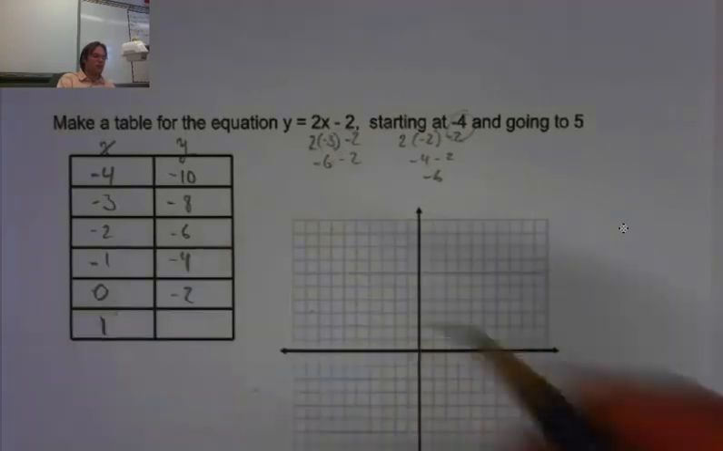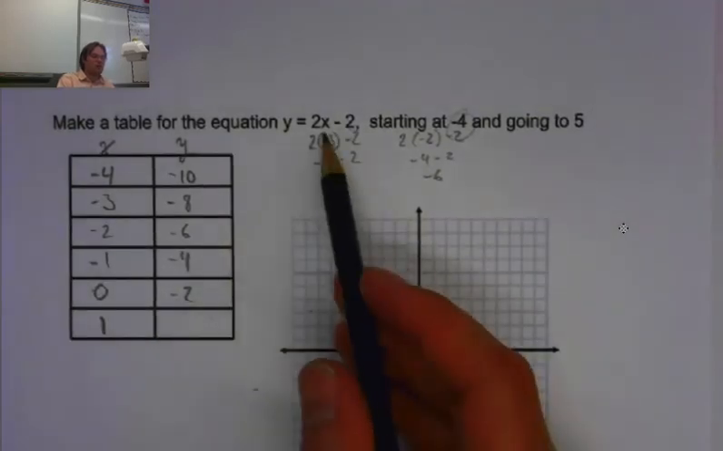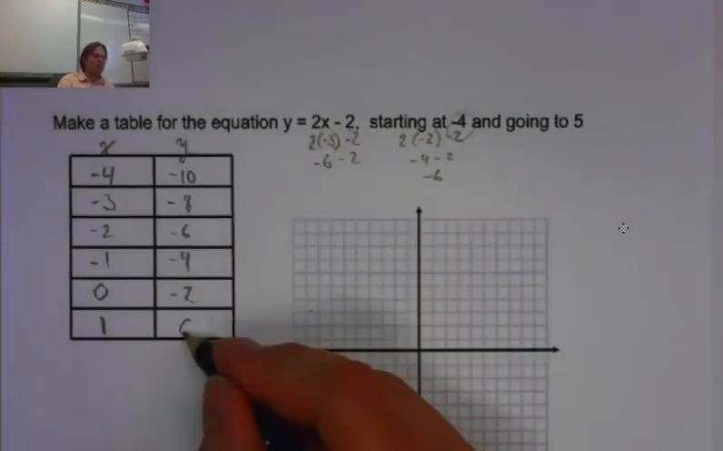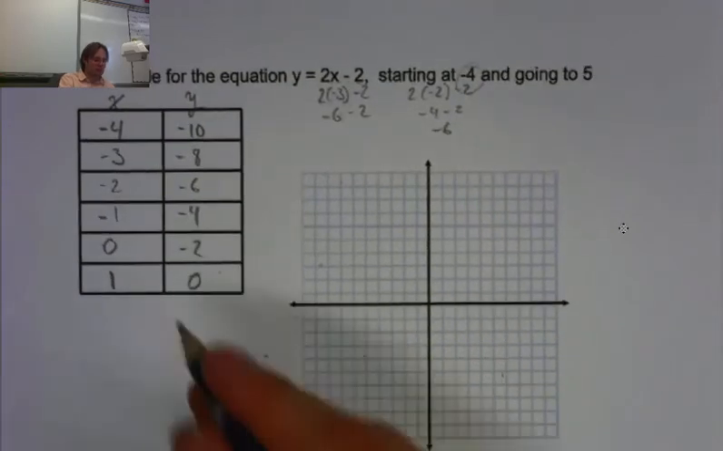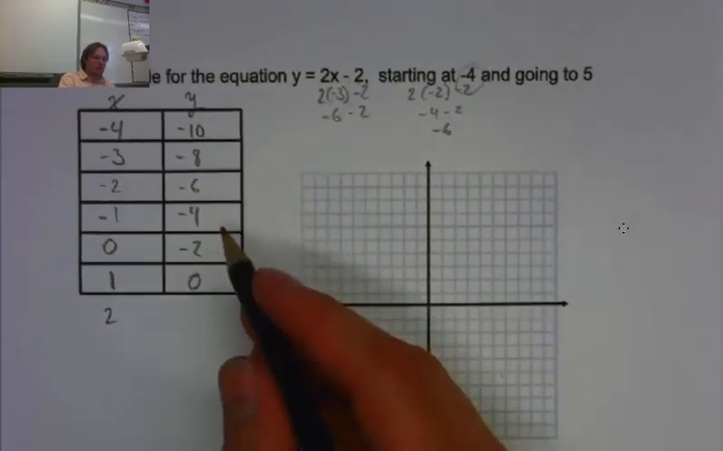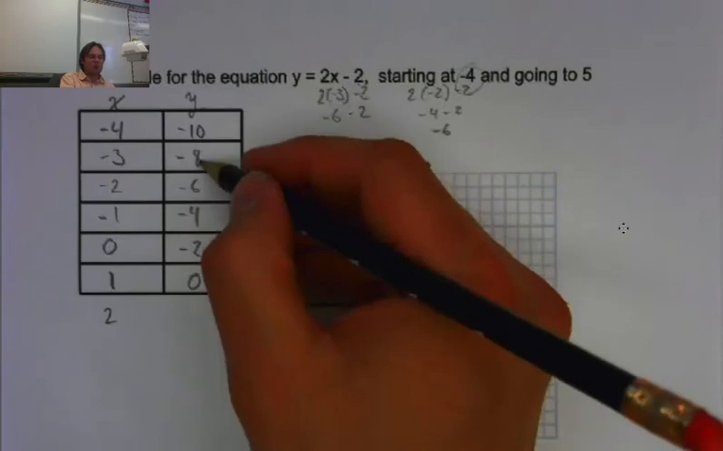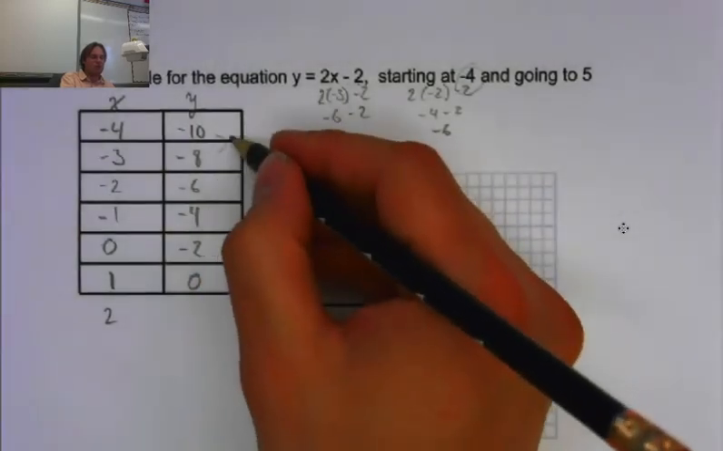We have 1. 1 times 2 is 2, minus 2 is 0. And I'm going to just continue this like this. So I have 2, and what are we always going up by here? We're going up by 2. The difference is always 2.